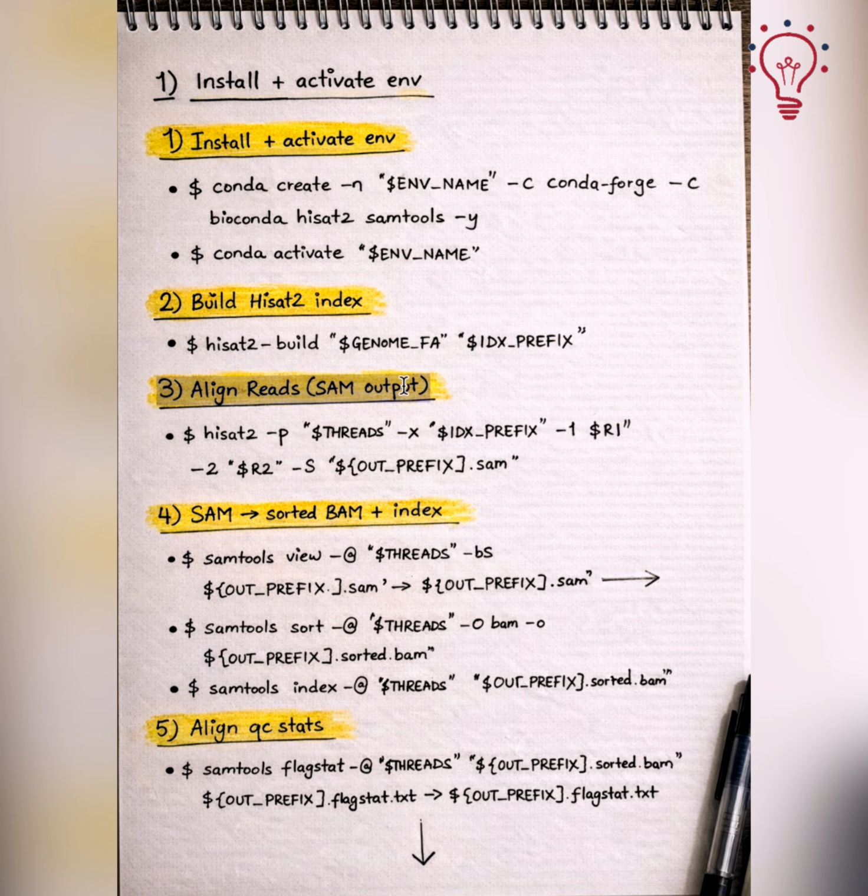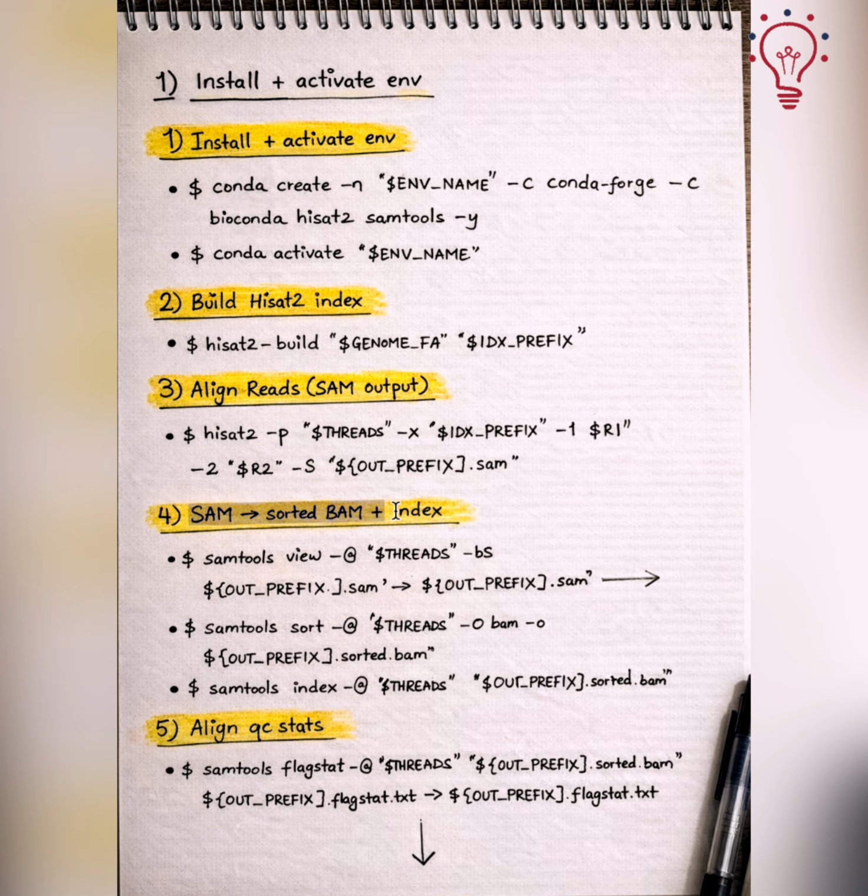Step 3. Align RNA-Seq reads. Now we align paired end FASTQ files to the reference genome. hisat2 -p THREADS -x genome_index -1 R1.fastq.gz -2 R2.fastq.gz -S sample.sam. Here, threads control speed. genome_index is the index prefix. R1 and R2 are paired end reads. Output is a SAM file.